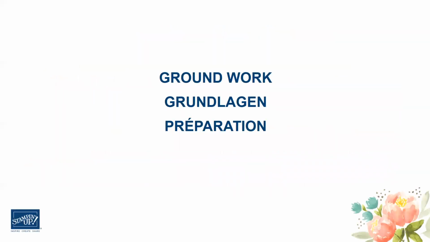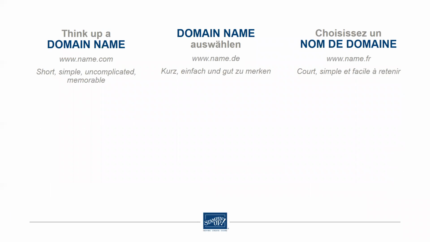So let's start with the groundwork. I'm going to quickly rewind and repeat a couple of points that we covered and talked about in part 1 of this series. Setting up a blog will require you to think up and set up a domain name. Now remember, this is the address that you type in whenever you want to visit a site. For example, www.stampinup.com. This address will make your site accessible around the world. You're going to pick out a name for it. Now remember, keep it short, simple, uncomplicated, and memorable, and choose a couple of alternatives for it as a reserve.